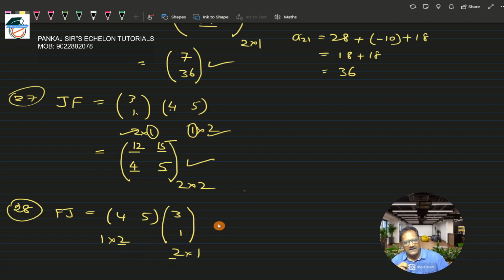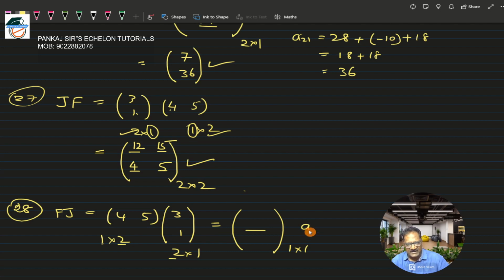Therefore the matrix product is possible, and the product will be of the order 1 by 1. Now 1 by 1 means 1 row and 1 column. So you will have just one blank to be filled up. Okay, 1 row, 1 column. So just one blank. Now how to get this?